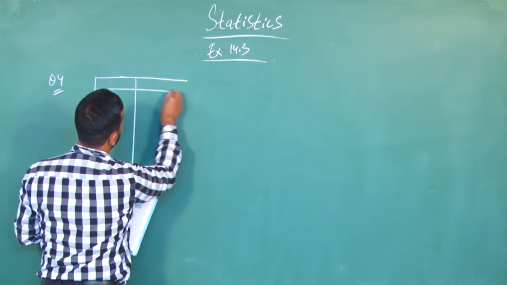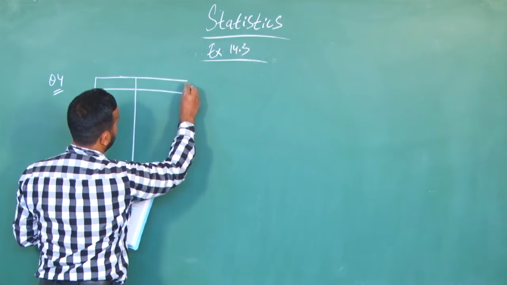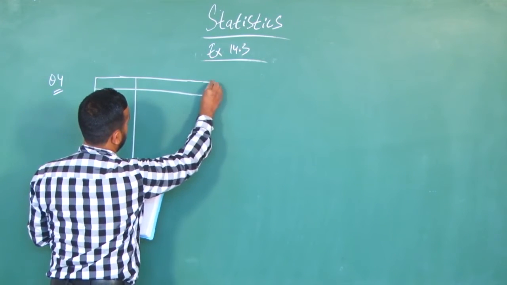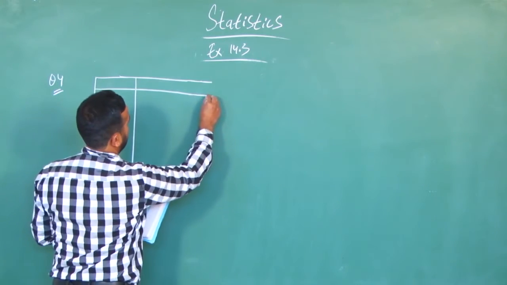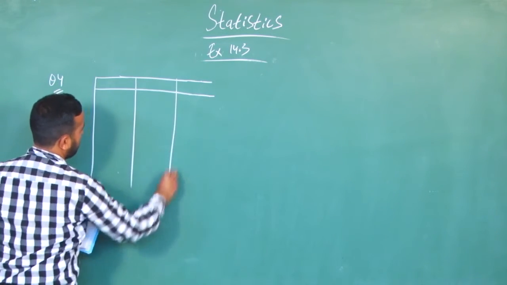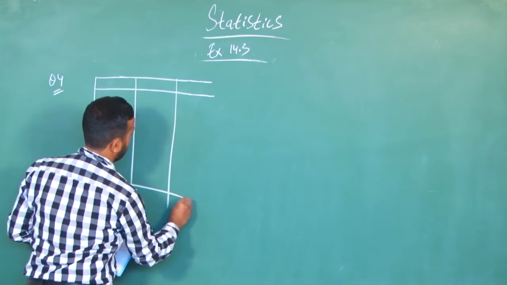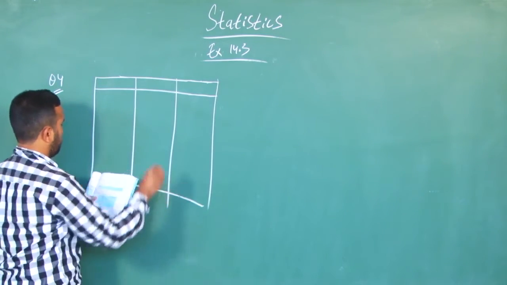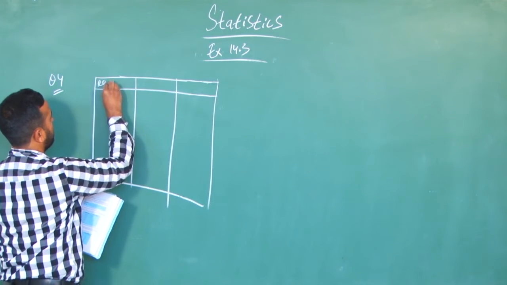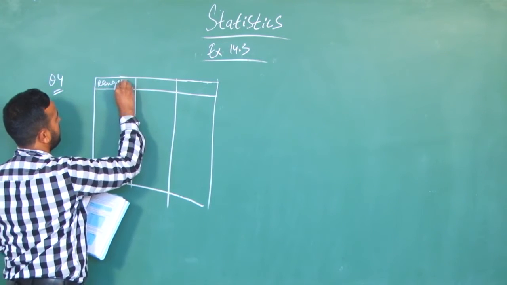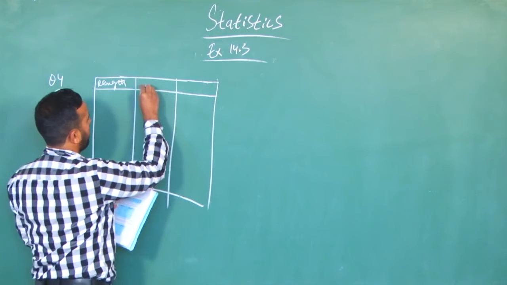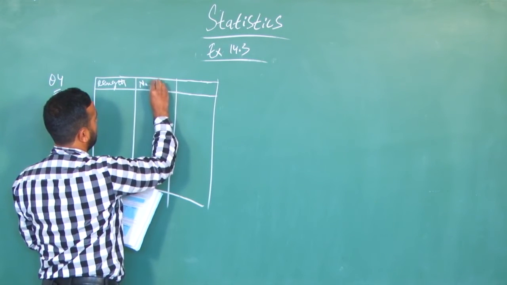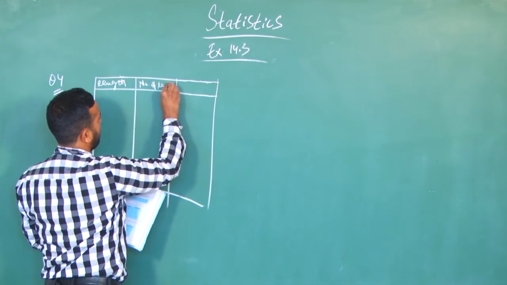Length of the leaf. Length is given in millimeters. Then we have the number of leaves.